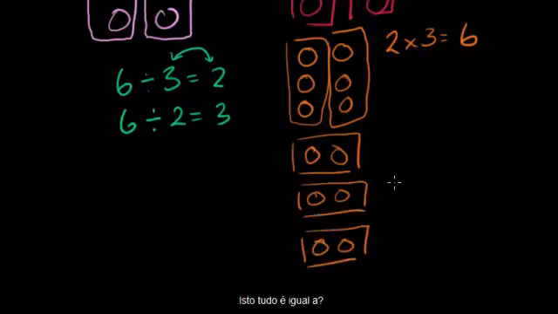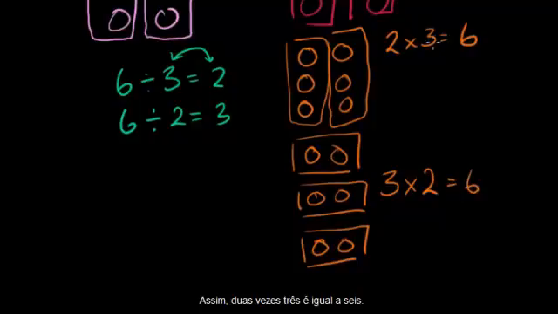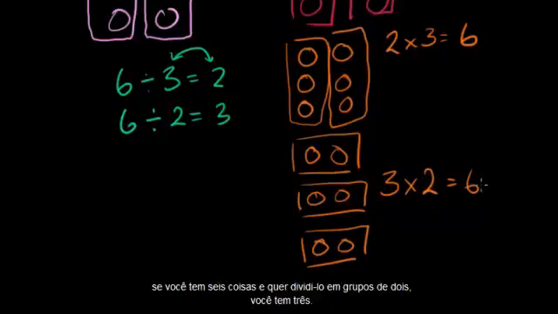What does that equal to? 3 groups of 2, 3 times 2, that's also equal to 6. So 2 times 3 is equal to 6. 3 times 2 is equal to 6. We saw this in the multiplication video, that the order doesn't matter. But that's the reason why, if you want to go the other way, if you have 6 things and you want to divide it into groups of 2, you get 3. If you have 6 and you want to divide it into groups of 3, you get 2.